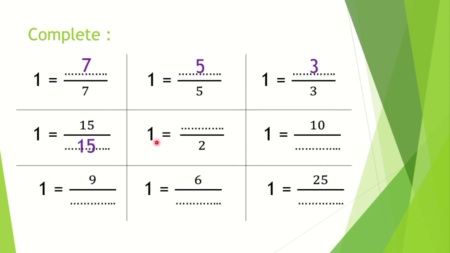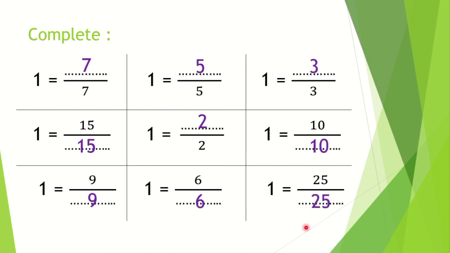Okay, let's see here. I have 1, and in the denominator I see 2. So what's the number we put in the numerator? Perfect, 2. Again, I see 1, and in the numerator I see 10. So what's the number we put in the denominator? Perfect, 10. Okay, grade 3. Here is 1 and in the numerator 9. So what's the number we put here? 9. Okay, here 1 and the denominator is 6. What about the numerator? Perfect, it's another 6. Okay, and here 1 and in the numerator is 25. So what about the denominator?